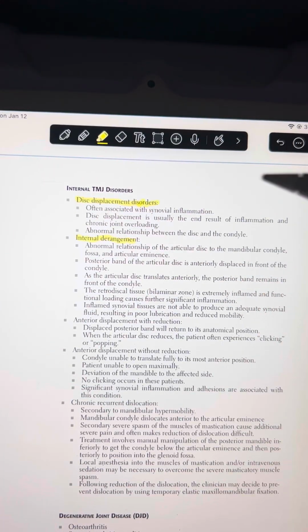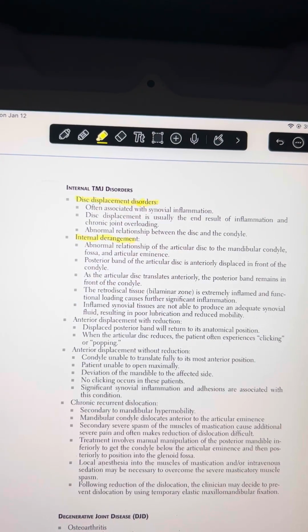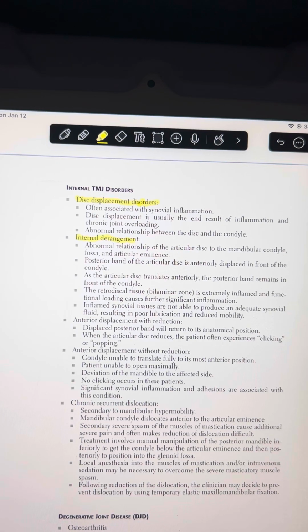So let's see this one, which is an abnormal relationship of the articular disc to the mandibular condyle, fossa, and articular eminence. The posterior band of the articular disc is anteriorly displaced in front of the condyle. As the articular disc translates anteriorly, the posterior band remains in front of the condyle, and we are not able to close the mouth. The retrodiscal tissue is extremely inflamed, and functional loading causes further significant inflammation. Inflamed synovial tissue is not able to produce adequate synovial fluid, resulting in poor lubrication and reduced mobility. So mobility of the joint is reduced because there is less synovial fluid.